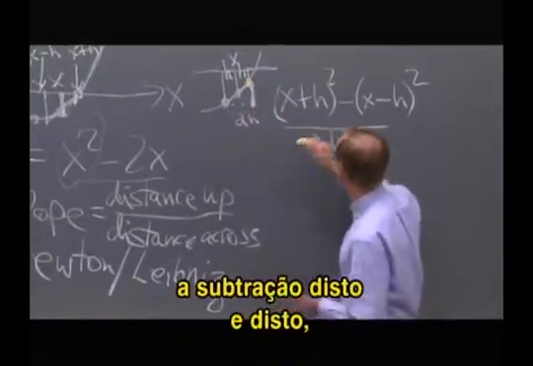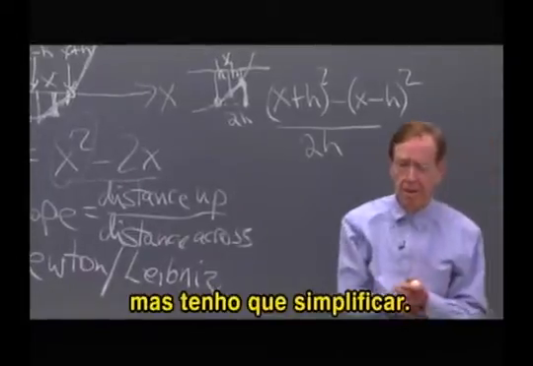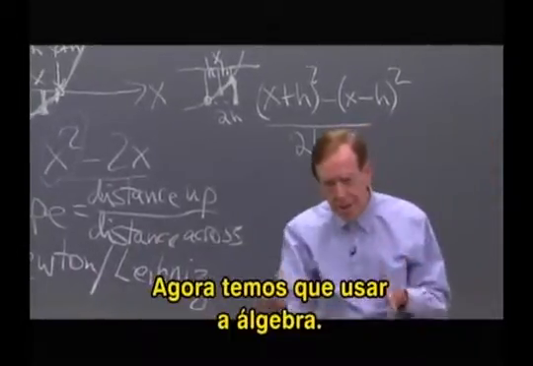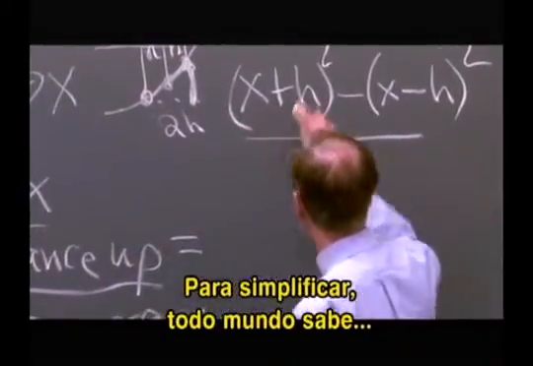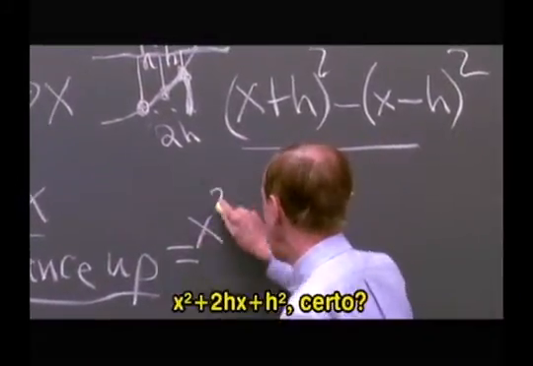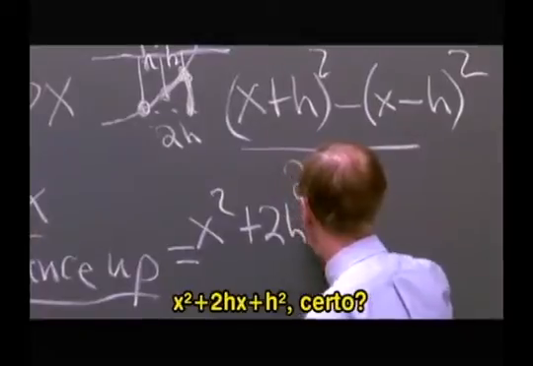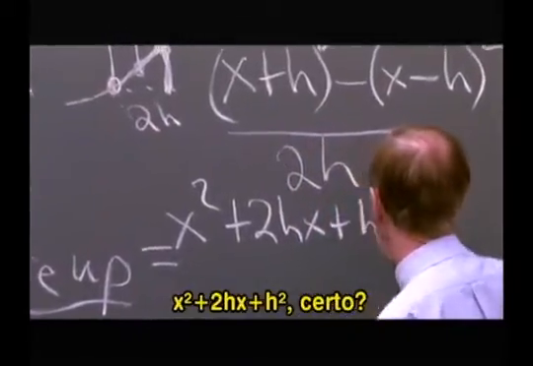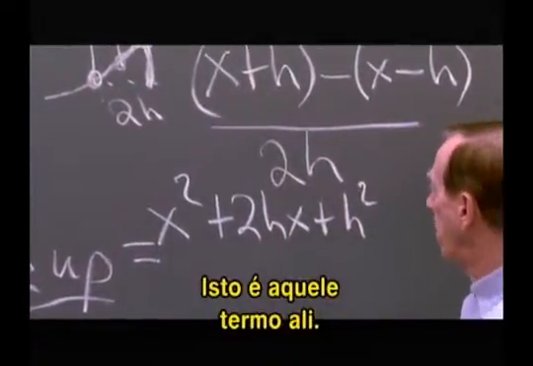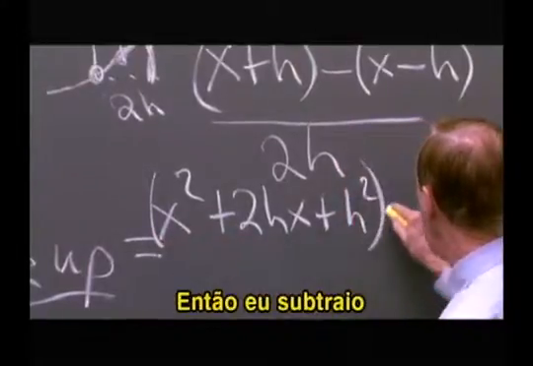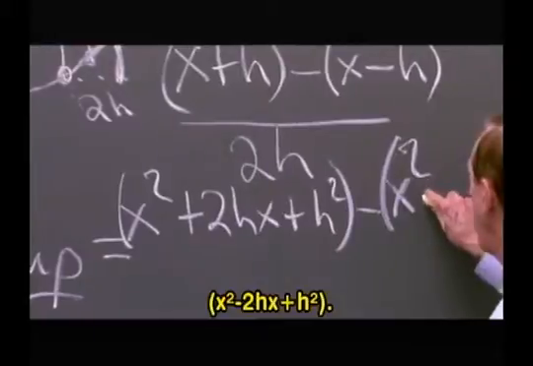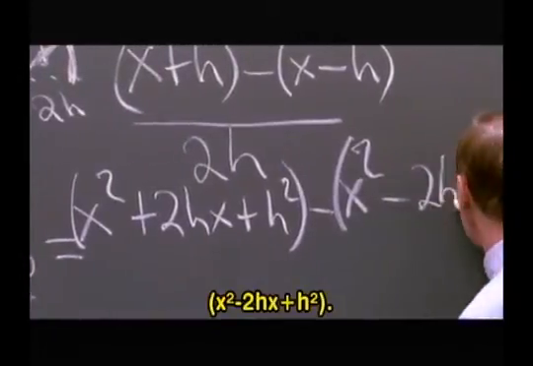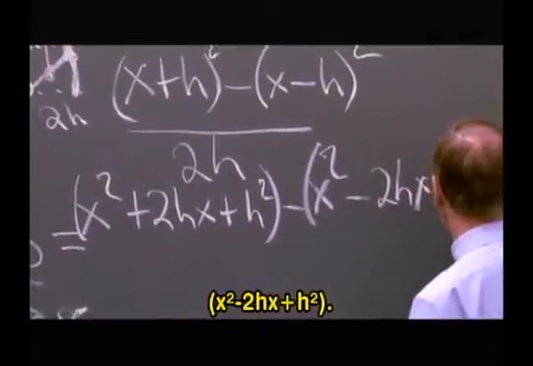And so this is that one minus this one, and I have to simplify it. But you know that now we get to use algebra. So if I simplify this, this is, everybody knows, x squared, 2hx, and h squared, right? That's the square there. And then I subtract x minus h squared. That's x squared minus 2hx plus h squared, right?